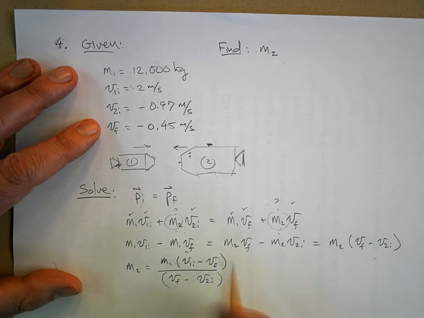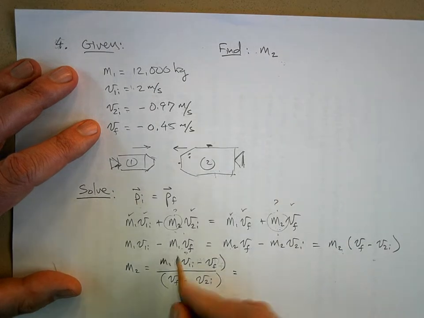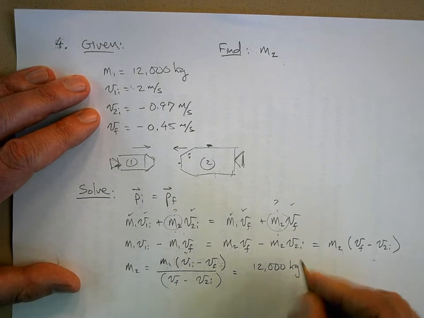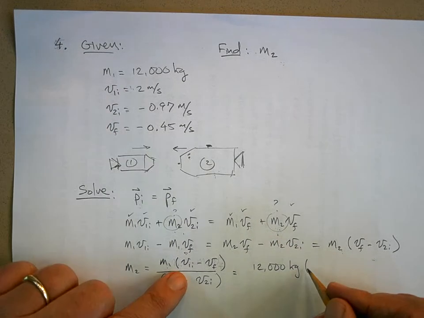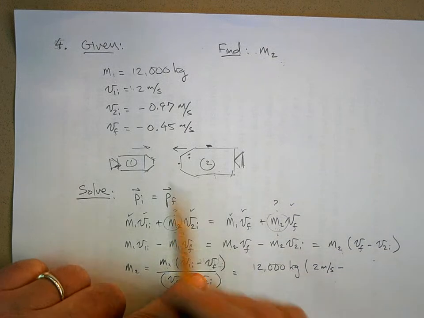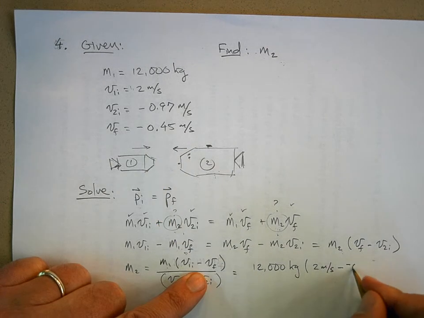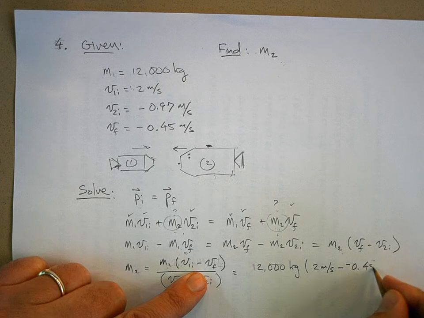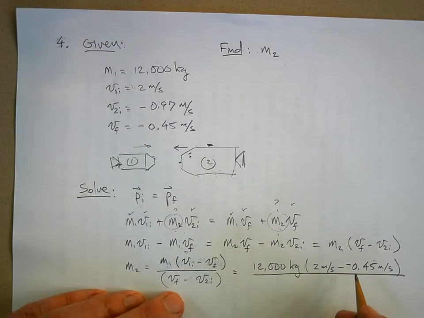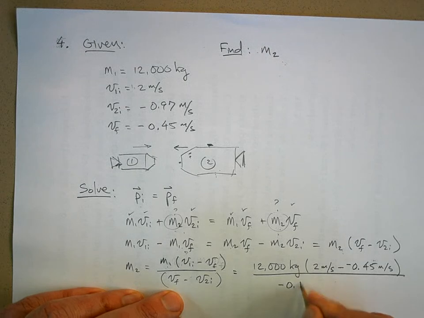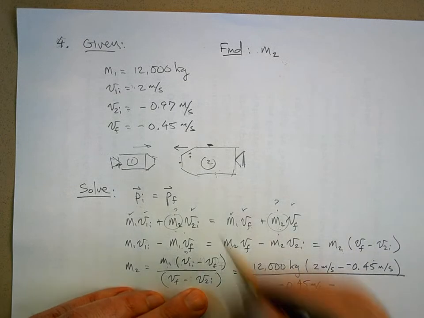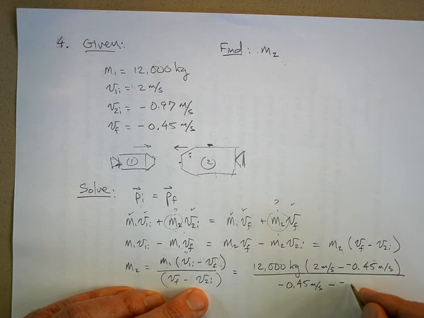Now I can plug my values in. This isn't too bad. m1 is 12,000 kilograms. V1 initial is 2 meters per second, minus V final. What is V final? Negative 0.45 meters per second. Divide that by negative 0.45 meters per second minus V2 initial, which is negative 0.97.